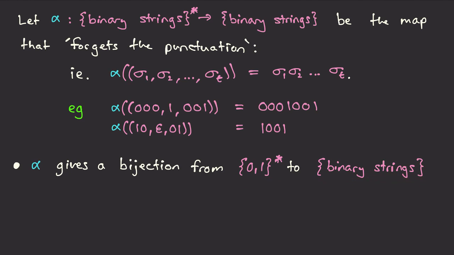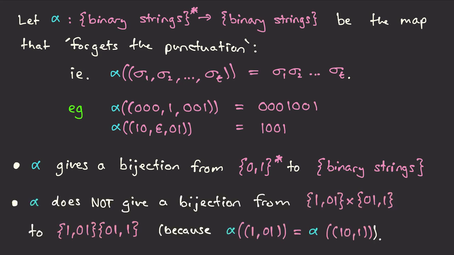When we saw a regular expression earlier that produces the same string in two different ways, that corresponded to an example where alpha failed to be a bijection. If A is the set {1, 10} and B is the set {1, 01}, then alpha doesn't give a bijection from A Cartesian product B to A concatenation product B, because there are two elements of the Cartesian product that map to the same element of the concatenation product.